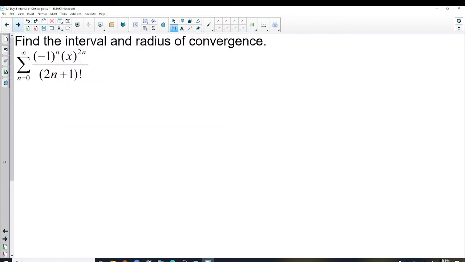Try this one. And we're getting one of each here. So I wouldn't expect a nice interval on this one. Unless I do. We'll see. We'll see what happens with this one.